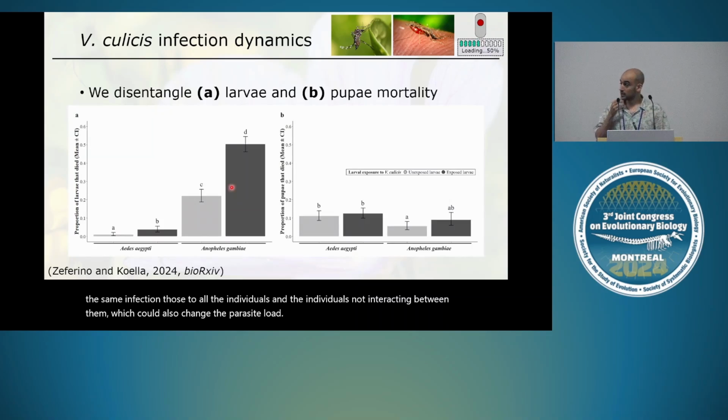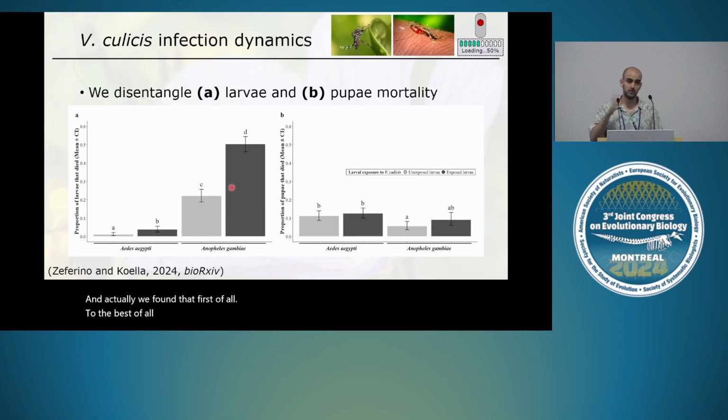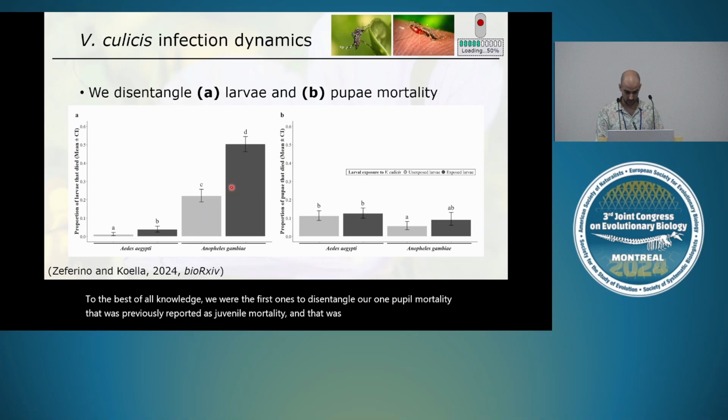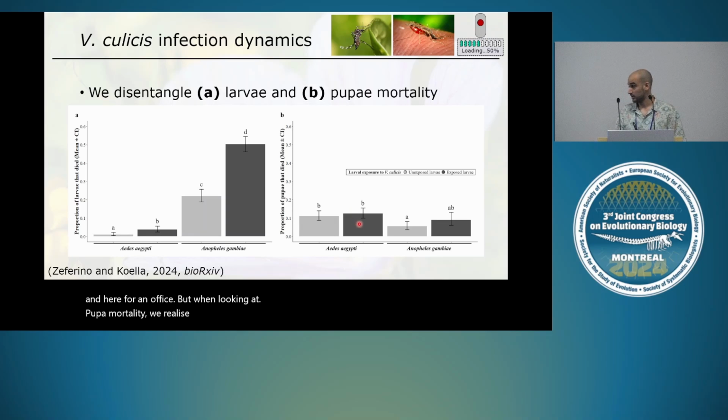And actually, we found that, first of all, to the best of our knowledge, we were the first ones to disentangle larva and pupa mortality that was previously reported as juvenile mortality. And that was interesting because when looking at larva mortality, we can see that individuals that were infected with Vavraia, so here in dark, increased their larva mortality for each species, so here for Aedes and here for Anopheles. But when looking at pupa mortality, we realized that infection did not increase pupa mortality in either of the species.